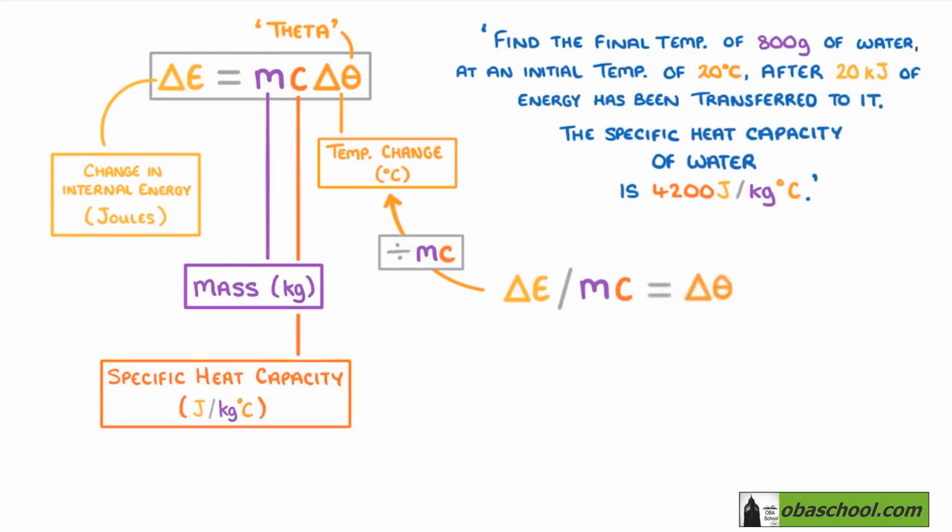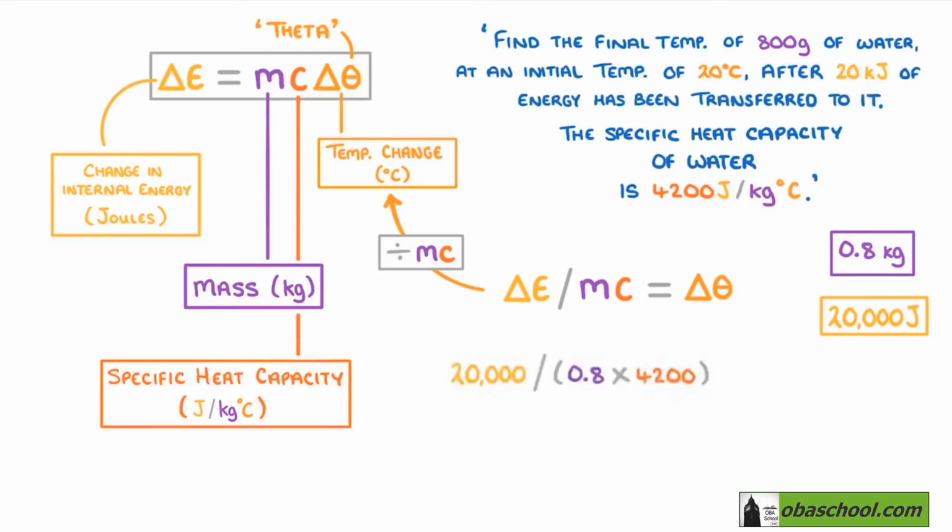Next, we make sure all of our units are correct. So we change 800 grams to 0.8 kilograms by dividing this value by 1000. And we change 20 kilojoules to 20,000 joules by multiplying this value by 1000. Then we put these values into the equation. So delta theta, which is the change in temperature, will equal 5.95 degrees.